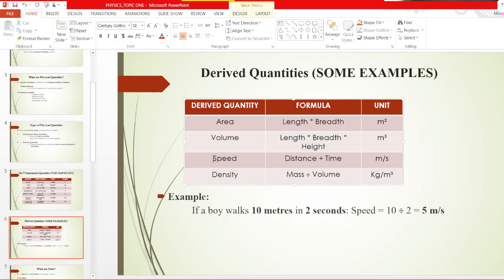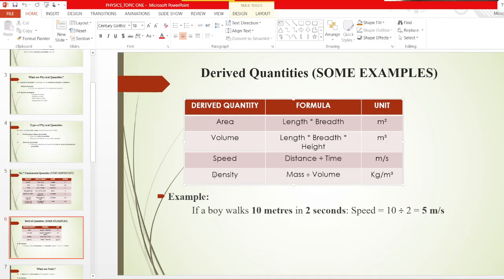Speed is also a derived quantity. The formula to calculate it is distance divided by time. Remember, a derived quantity comprises two or more fundamental quantities, and time is a fundamental quantity, distance is a fundamental quantity. The unit is meter per second because distance is calculated in meters and time is calculated in what? Seconds. So meter divided by seconds, and that's why we are having this here.